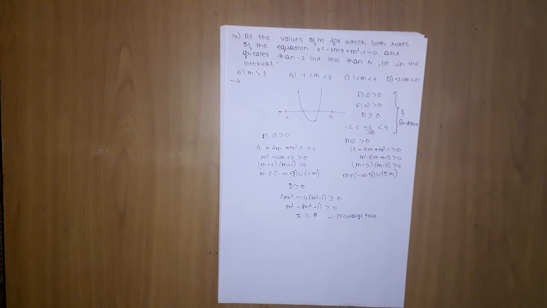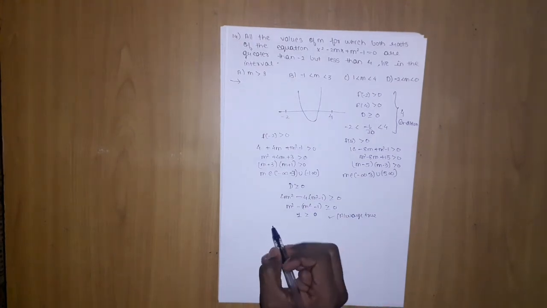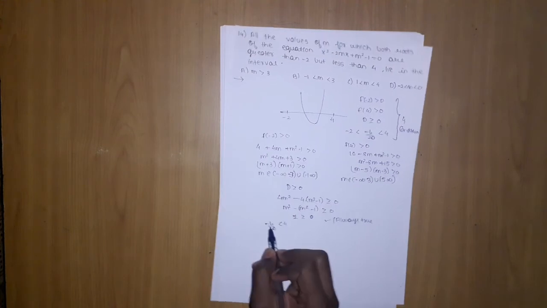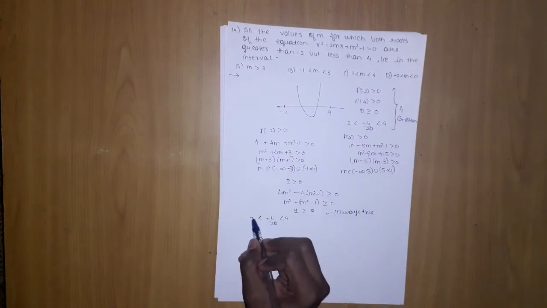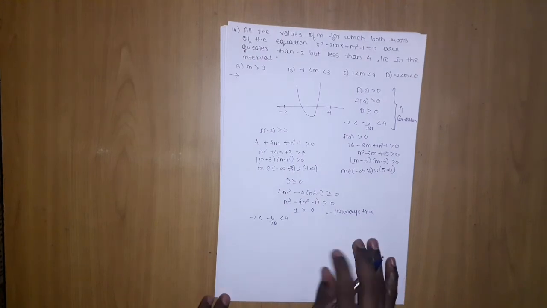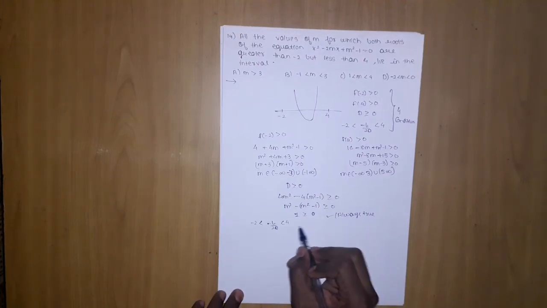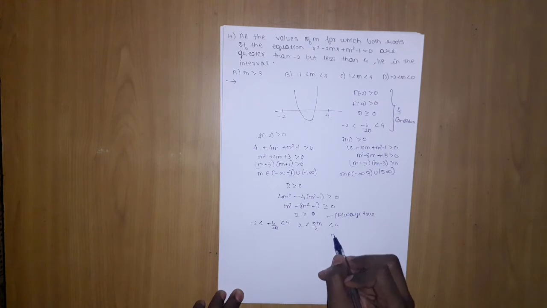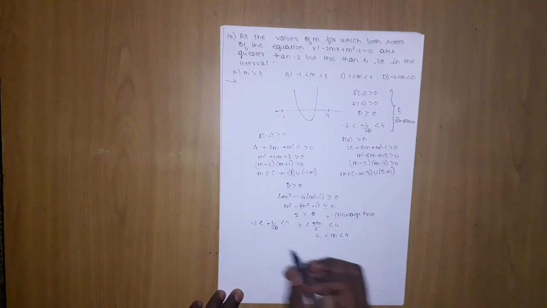Now let's check the third condition, which is minus b by 2a should be between 4 and minus 2. Minus b is minus 2m, so here it will become 2m upon 2, a is 1, should be between, so m should be between 4 and 2. Now let's take all the conditions.